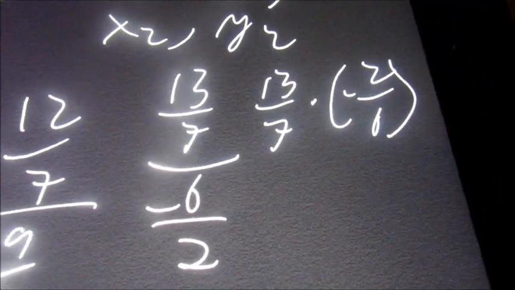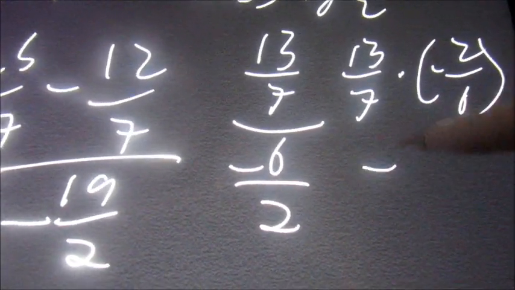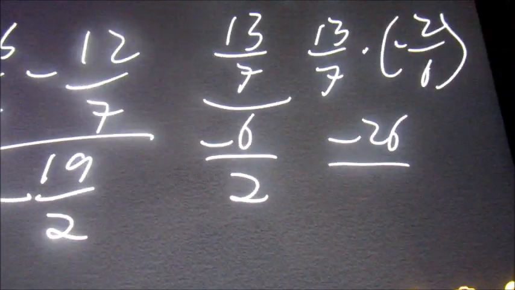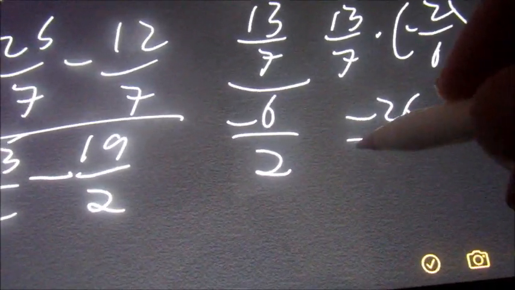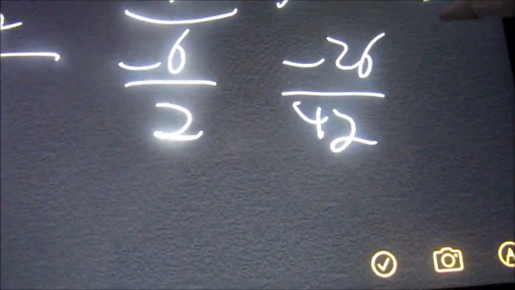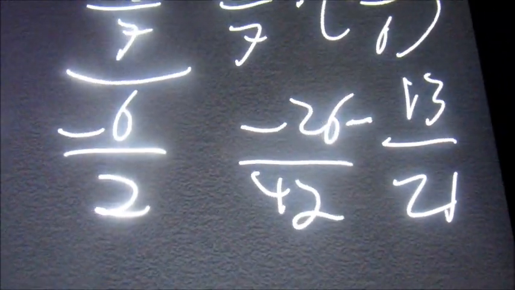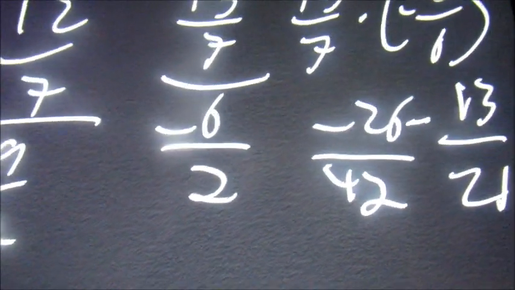So now when I multiply these, 13 times negative 2 is negative 26 over 7 times 6 is 42. Now I do need to reduce, so I can divide both of these by 2, and I will get 13 over 21, and it's a negative. So negative 13 over 21 would be the slope here.